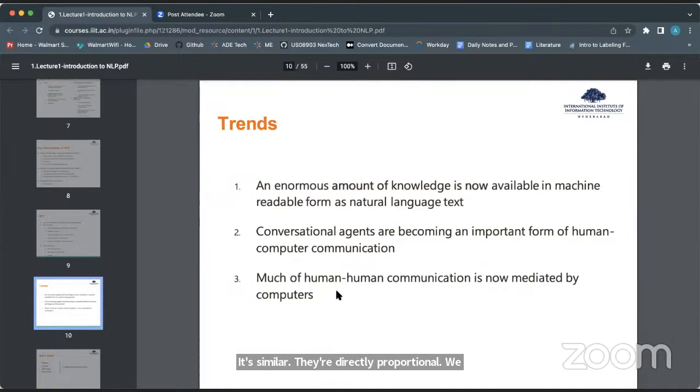And much of the human communication is now mediated by computers. We have WhatsApp chats, mails, and then tweets, Facebook messages, and everything. So all these messages can be used for training if they're publicly available. And these also have code mixed language. So if I know Telugu and English, I can write Telugu in English, and that is what code mixing is. So basically combining two languages in a sentence.